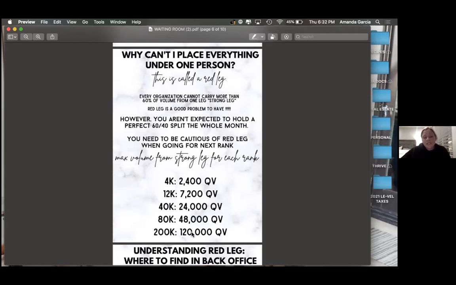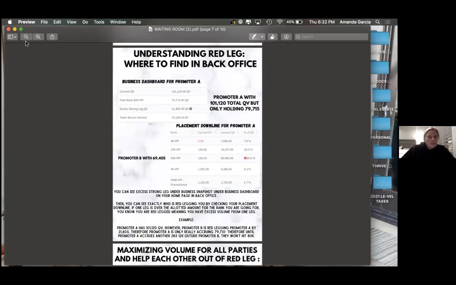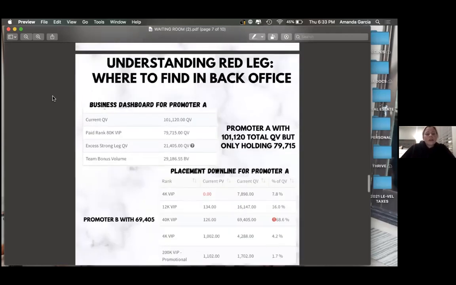So these are the numbers down here to look for, and I'm going to kind of explain where you're going to see if you're red legged and how to understand it. Okay, so let me see if I can zoom in on this a little bit. Okay. So understanding your back office, like I said, is critical. On the side, you know, like where your sponsorship downline is, your placement downline, but also knowing if you're red legged.